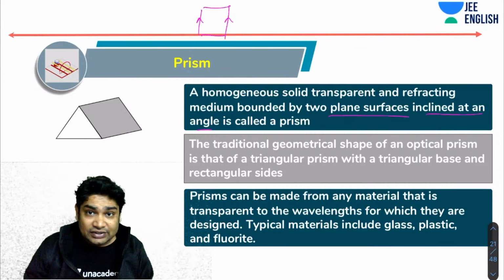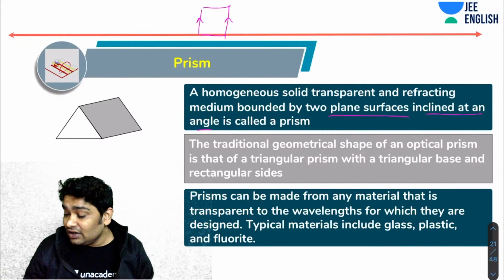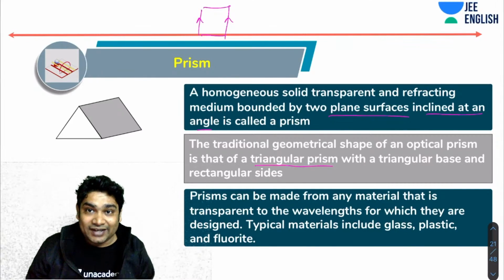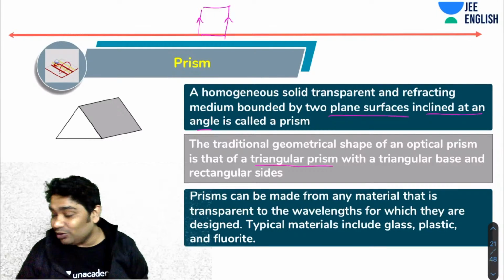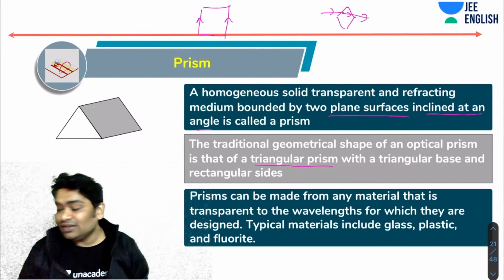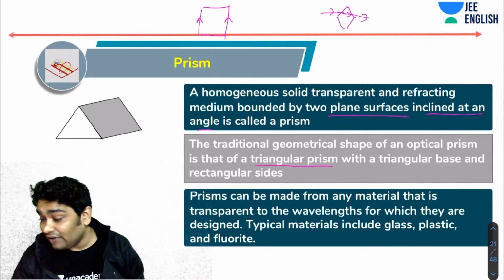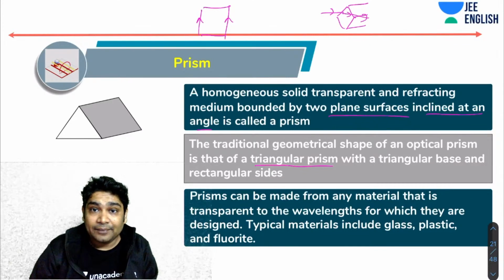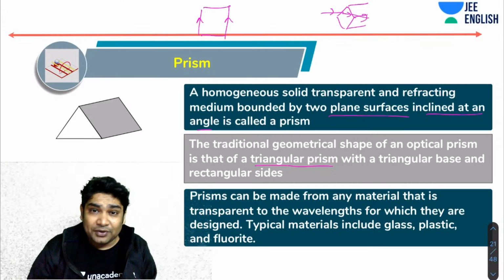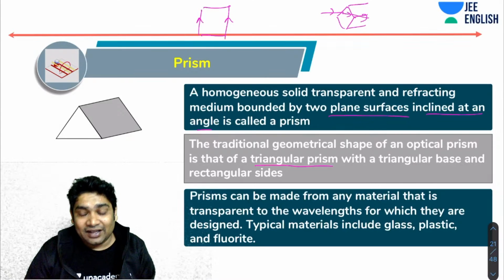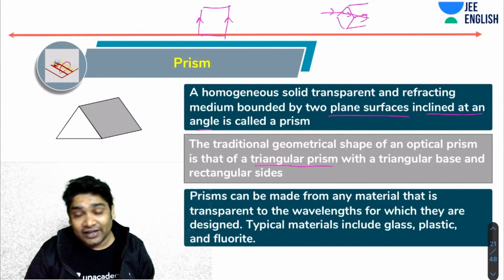You can have other shapes of prisms. The traditional geometrical shape of an optical prism is the triangular prism, but it's not necessary. You could have even had something like this. As long as the refraction is happening through these two faces, this is also a prism. You do have prisms like this, or you could have hexagonal prisms, pentagonal prisms. So depending on the cross-section, you could have various kinds of prisms.